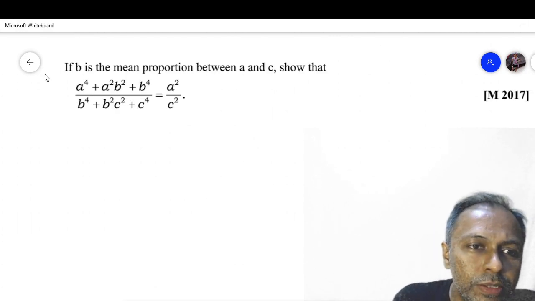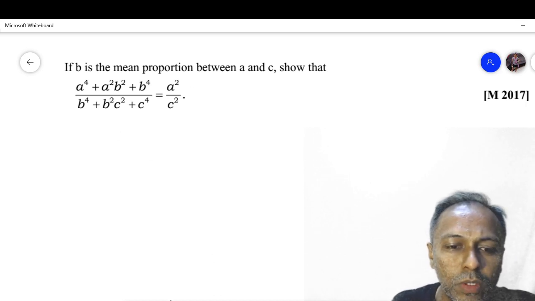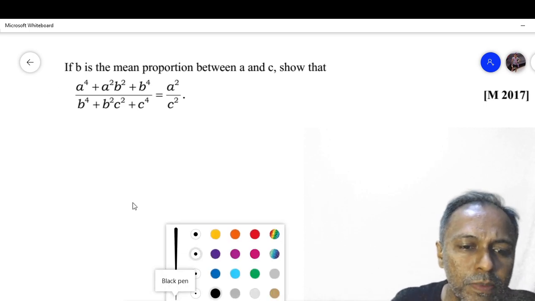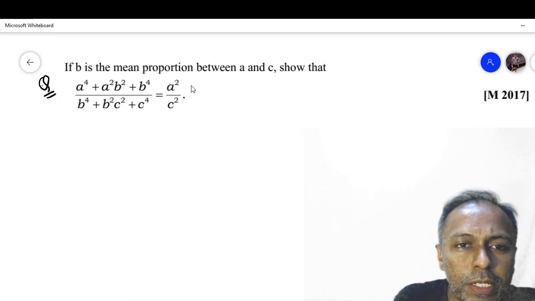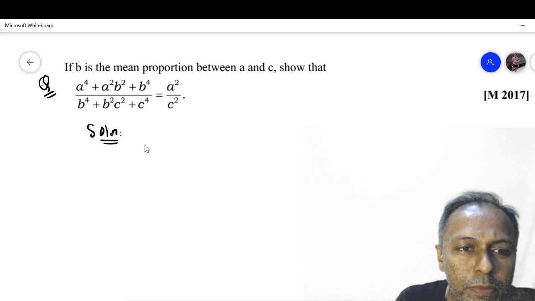Let's take one more board question. If B is the mean proportional between A and C, show the following. If you have left hand side is equal to right hand side type of problems, then we can use K method here. Let's start solving. B is the mean proportion, so we can understand this language we have seen before.